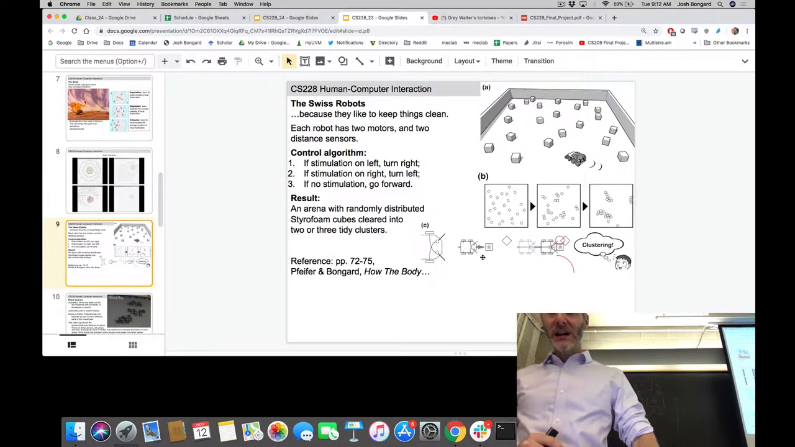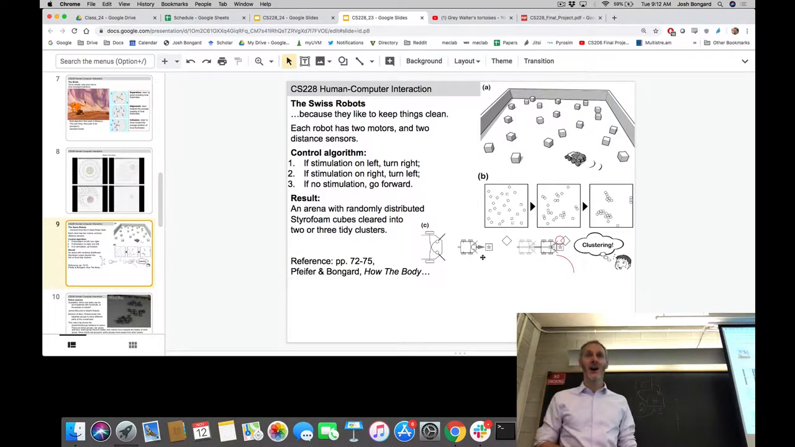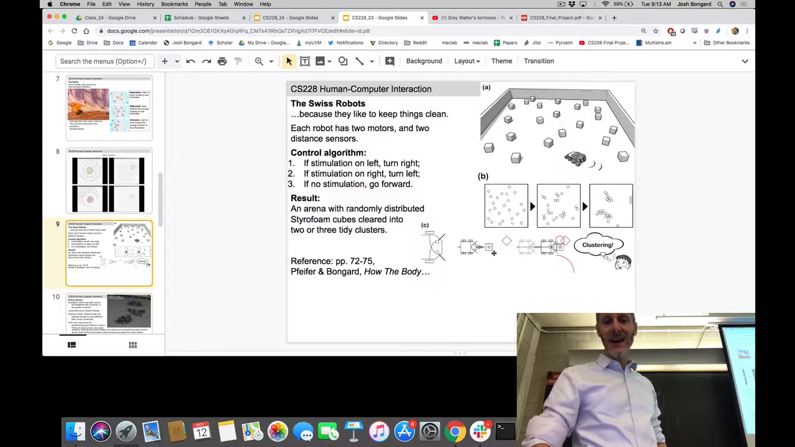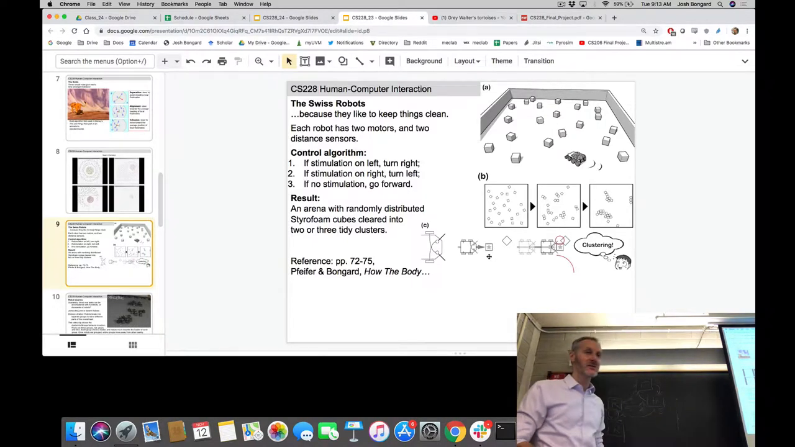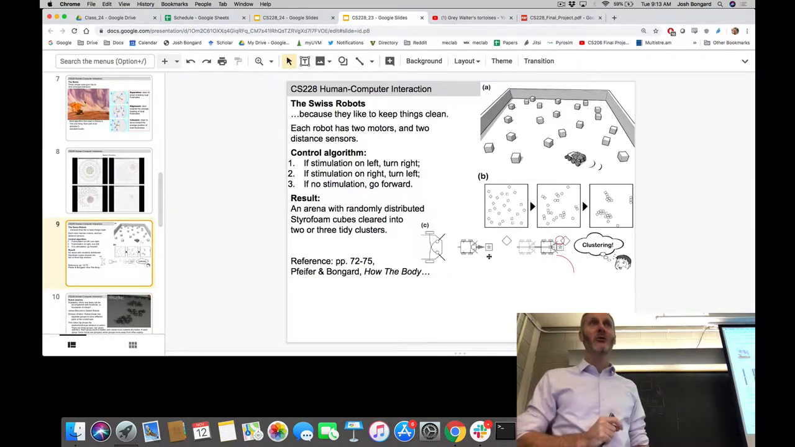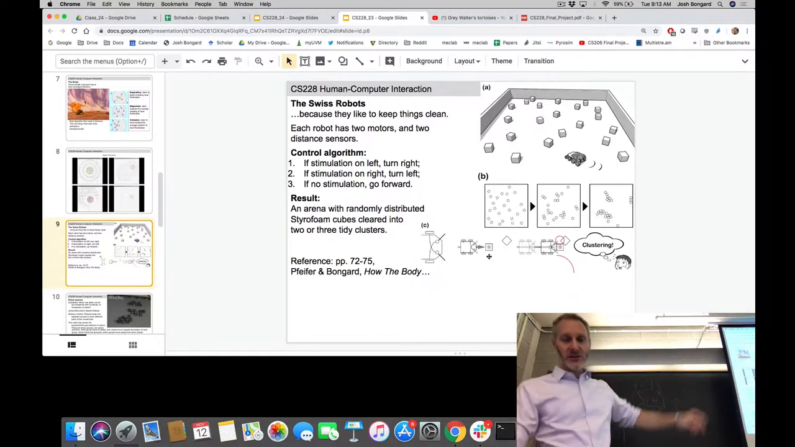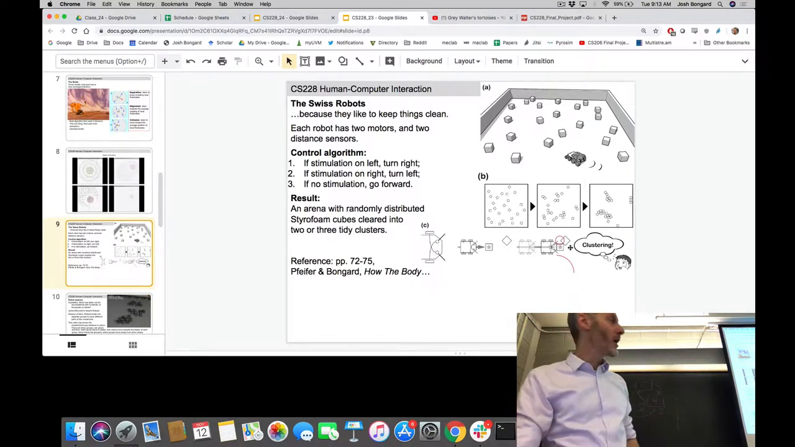If they happen to hit a styrofoam cube head on, because of the shape of the front of the car, the two proximity sensors cannot see this central cube. So the robot continues moving forward and starts to push the styrofoam cube until what happens? Until they hit another styrofoam cube, or at least approach one diagonally.